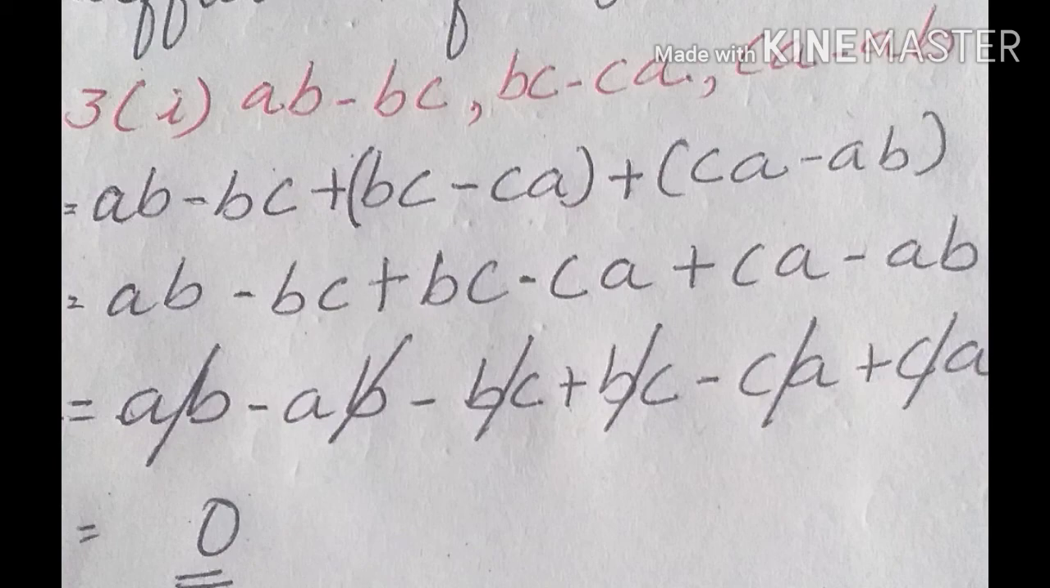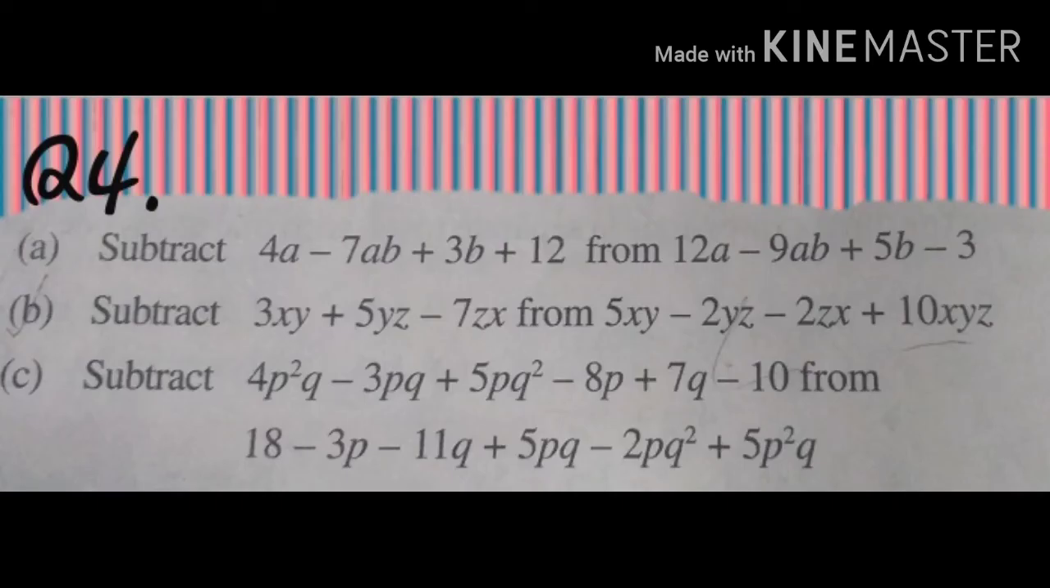Now in question number 4 we'll have 3 questions, A, B, C. I'll do question number A. You can do B and C. Now question A: Subtract 4A minus 7AB plus 3B plus 12 from 12A minus 9AB plus 5B minus 3.